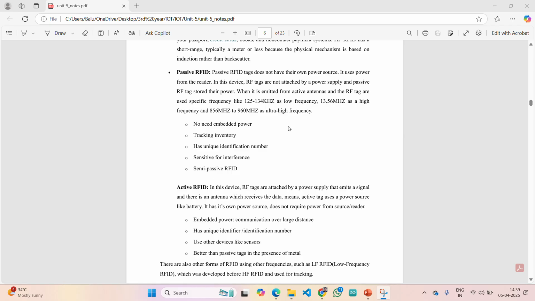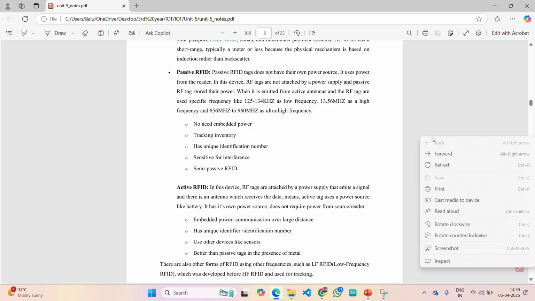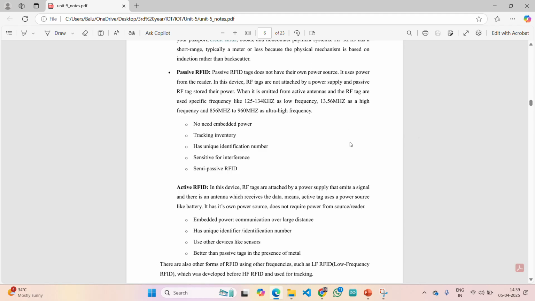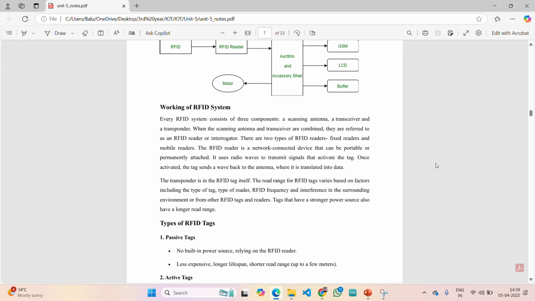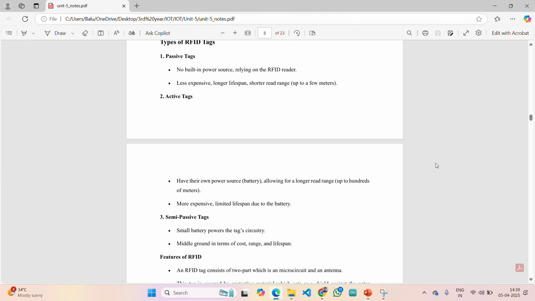Embedded power for active, no embedded power for passive. Tracking inventory has a unique identifier or identification number. Active tags use other devices like sensors, and are sensitive to interference. Like this there are various differences. There is also one more type, semi-passive RFID, that we will discuss in the types of RFID tags. These four are the types of RFID, guys. Remember that. The working principle I have already explained.